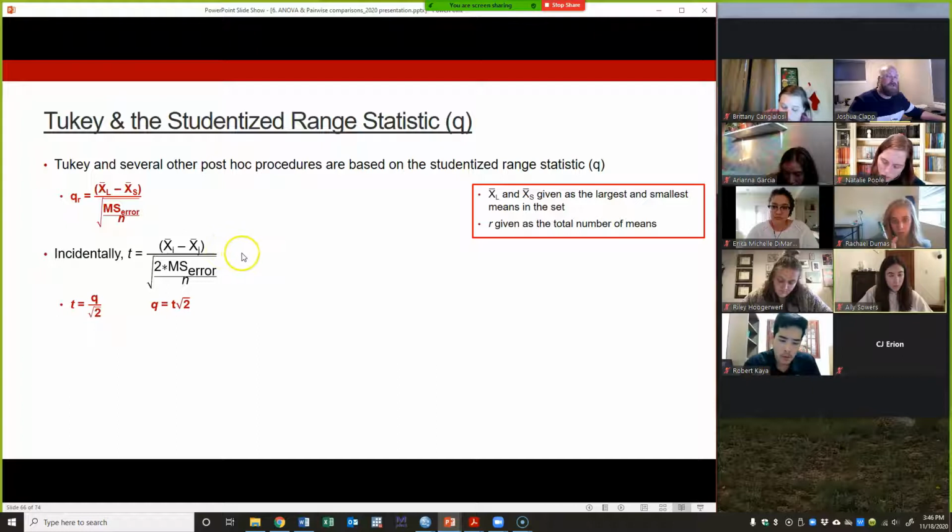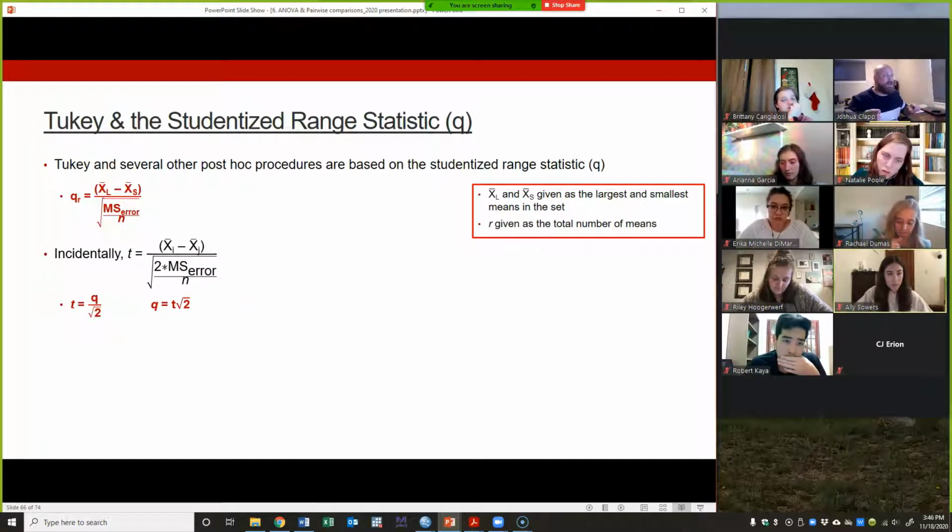And so what we see here is that we have a direct relation between Q and our standardized test statistic that we would use with Fisher's, okay? So our test statistic, T, is mean 1 minus mean 2 over the square root of 2 times mean squared error over N, right? And so we get a direct relationship between Q and T, okay? Q is just a linear function of T, back and forth, right? So T, my test statistic, is going to be equal to Q divided by the square root of 2. Q is equal to T times the square root of 2. I can go back and forth with these.